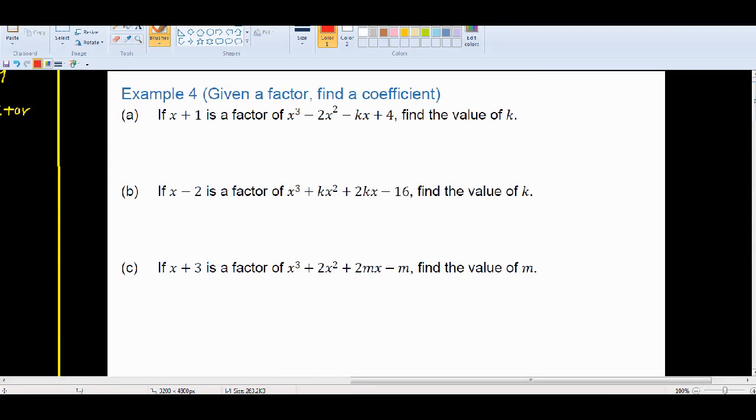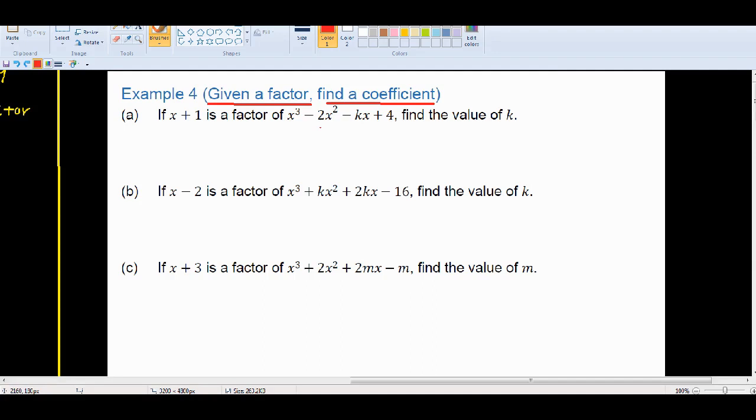Okay, so let's move on to example 4. For example 4, you are given a factor, so you are given something is a factor of another polynomial, and you need to find some unknown coefficients. Still remember what we mean by coefficients? A coefficient means a number in front of x. For example, in this polynomial, minus 2 is what we call the coefficient of x squared.